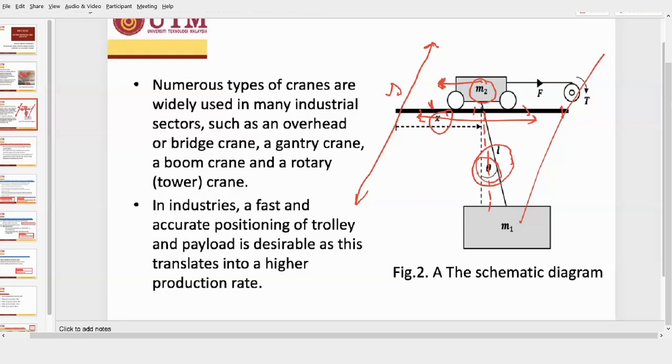So x and theta are opposite, contradicting each other. If you increase the speed, you can quickly achieve the set point x, but increase theta, the swing, the oscillation of M1. But if you slow down the system, the response to the set position will be slow, taking a long time, but theta will reduce, with less oscillation. So your project is to make sure that you can achieve the set position with the minimized theta.